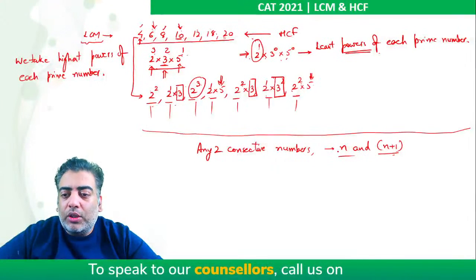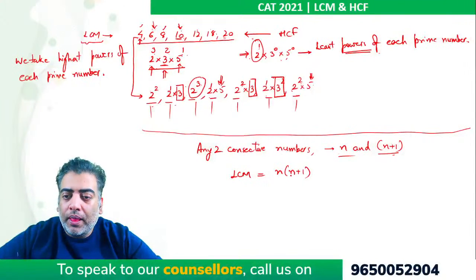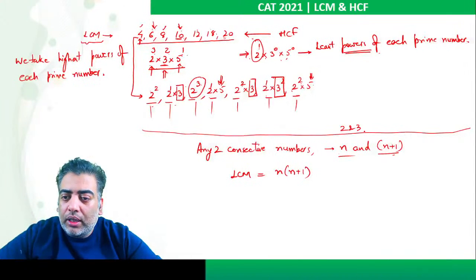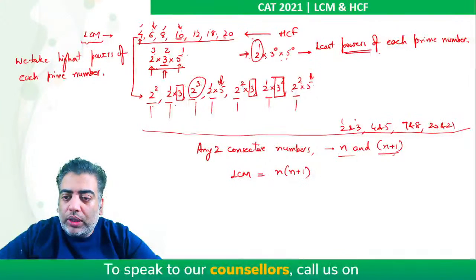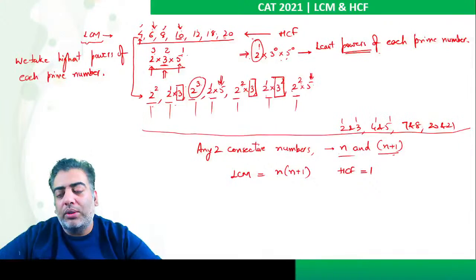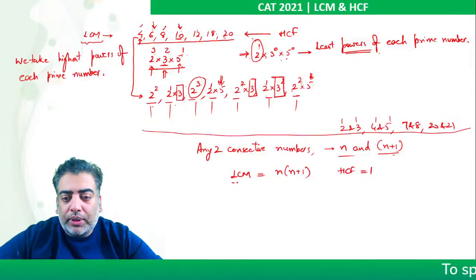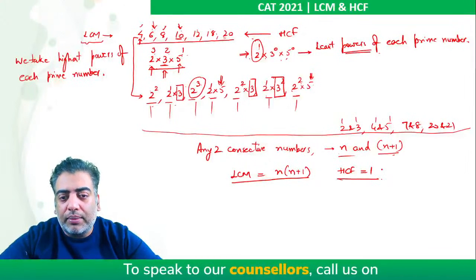If there are any two consecutive numbers, their LCM is always going to be the product of these two numbers. Like you take 2 and 3, you take 4 and 5, you take 7 and 8, you take 20 and 21. If the two numbers are consecutive, their LCM is always the product of the two numbers. And when it comes to HCF, their HCF is always equal to 1. So please keep this basic in your mind. It will speed up your process of finding LCM and HCF.